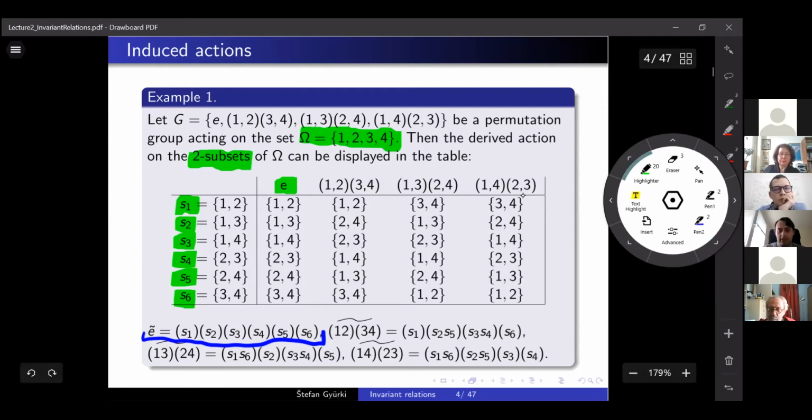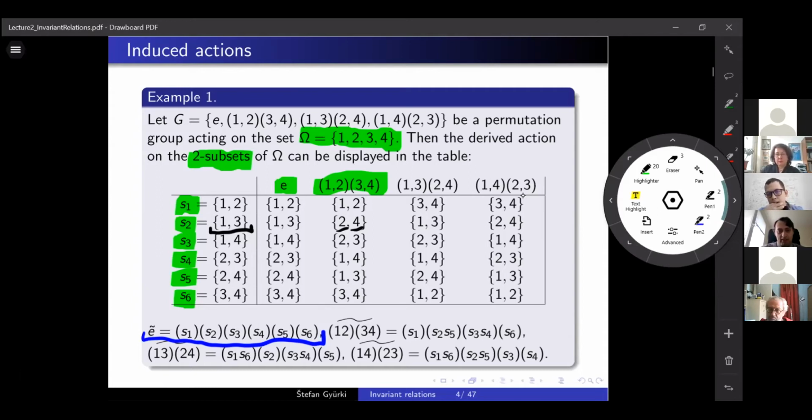Also, you can take the second element of the group and count where it sends the set S1. 1 is mapped to 2, 2 is mapped to 1, so the set S1 is preserved by the second element of the group. Also, you can consider the set {1, 3}: 1 goes to 2, 3 goes to 4, so the 2-subset {1, 3} goes to the 2-subset {2, 4}. This means that the second element maps S2 to S5. So this is displayed here.